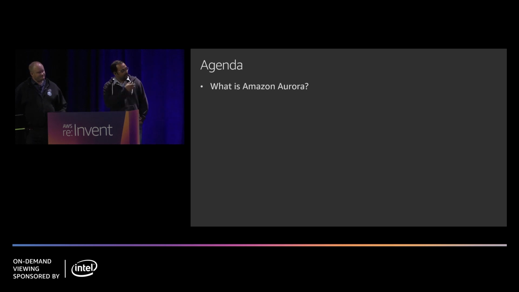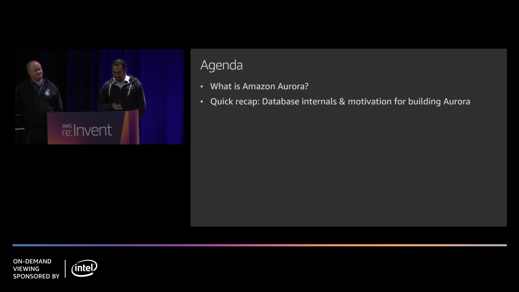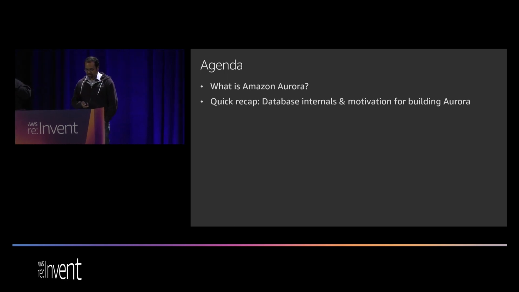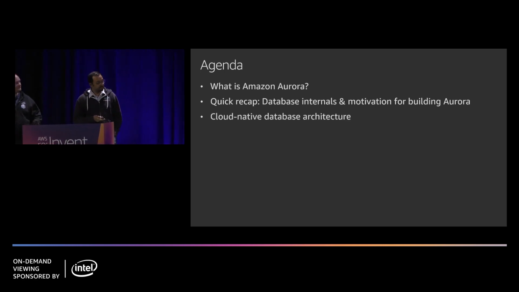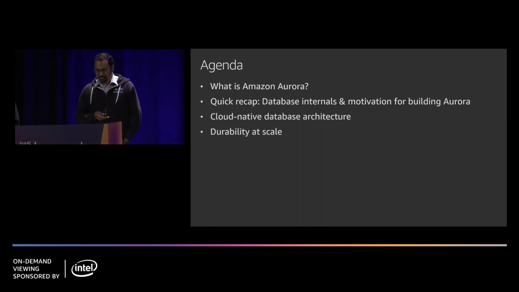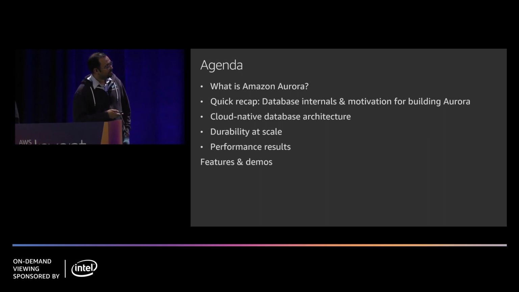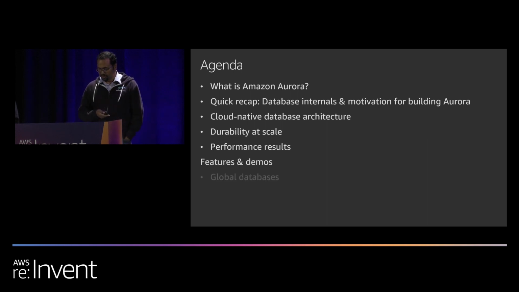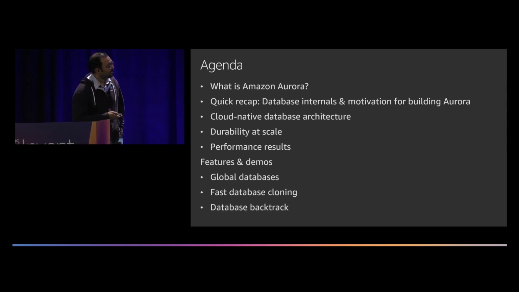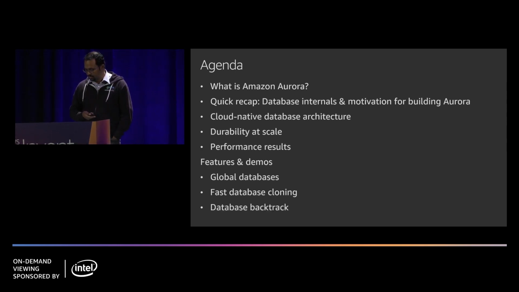OK, so we'll start with just explaining what Aurora is. A quick recap of database internals, nothing too deep, just to motivate why we built Aurora. Cloud-native database architecture, and how we achieve durability at scale, some performance results, and some of the features and examples with global databases, fast database cloning, and backtrack.